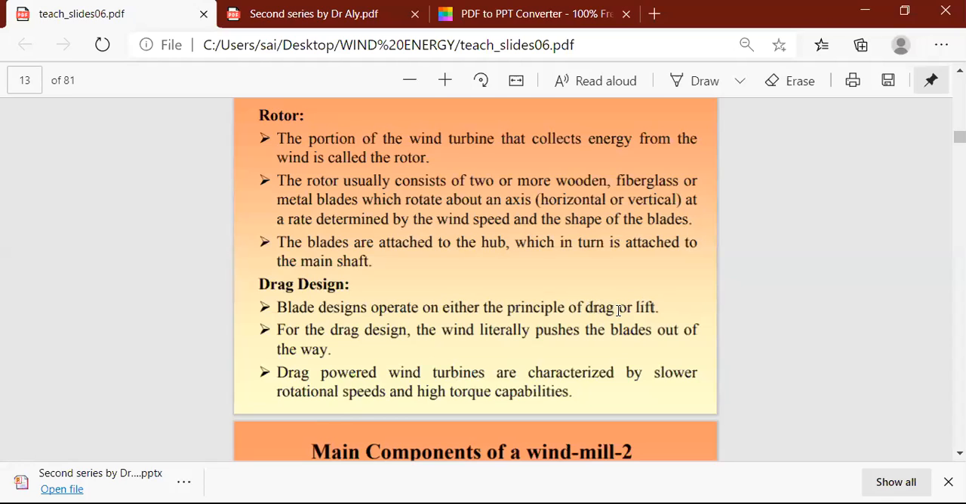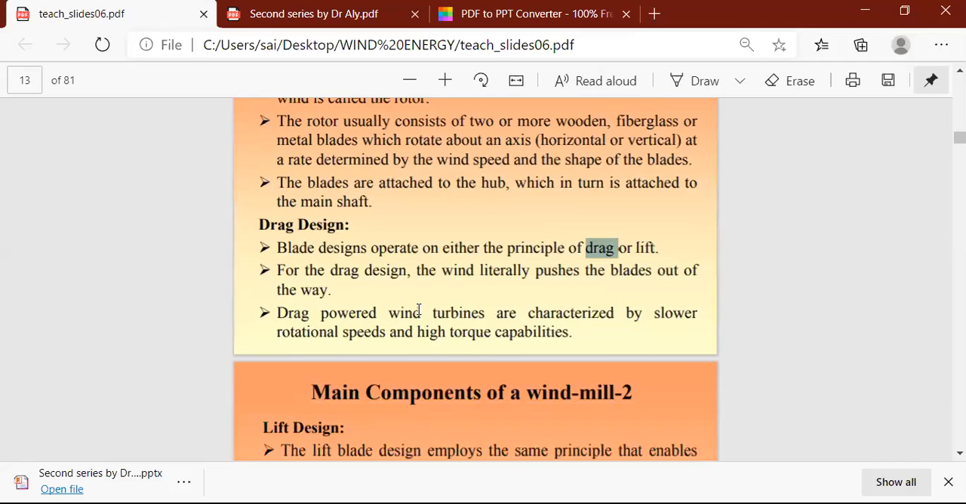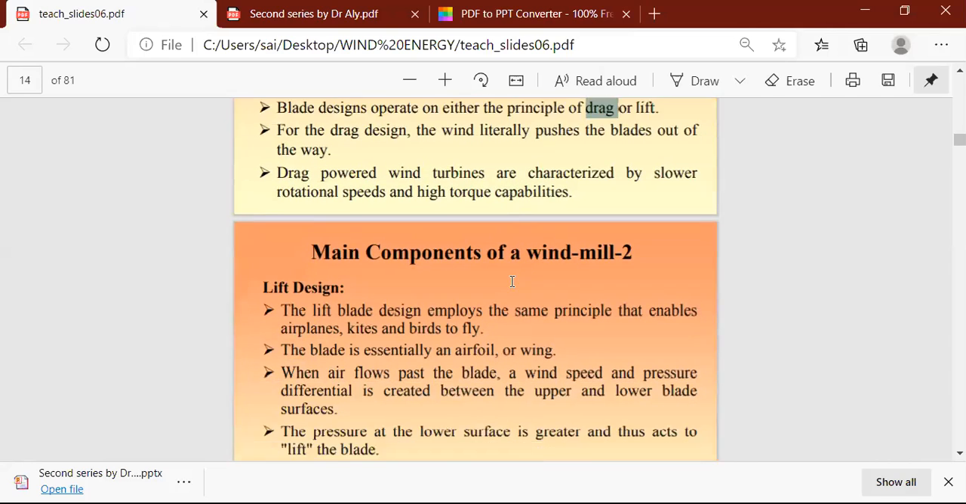Drag is basically resistance to the movement. For the drag design, the wind literally pushes the blade out of the way. Drag powered wind turbines are characterized by slower rotational speed and high torque capabilities. So this kind of wind turbine, the drag design turbine, has slower rotational speed but higher torque capabilities.